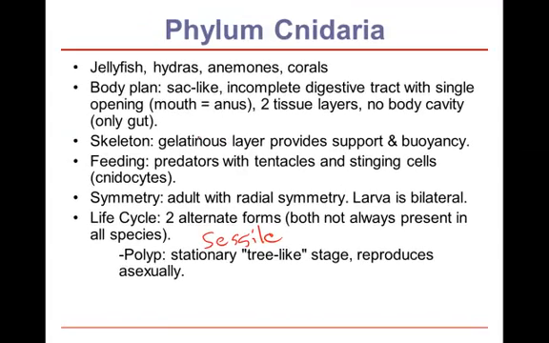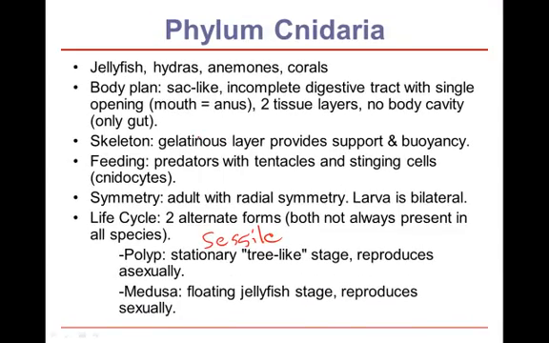The other life cycle stage is the medusa. The medusa is a floating motile stage, and it reproduces sexually. And of course, you should recall that Medusa was a figure in Greek mythology. I think she was one of the Gorgons. But anyway, the reason we invoke her name here in zoology is because this form of the Cnidarian life cycle has tentacles that remind us of the snakes that Medusa had for her hair. And that's where the name Medusa comes from.